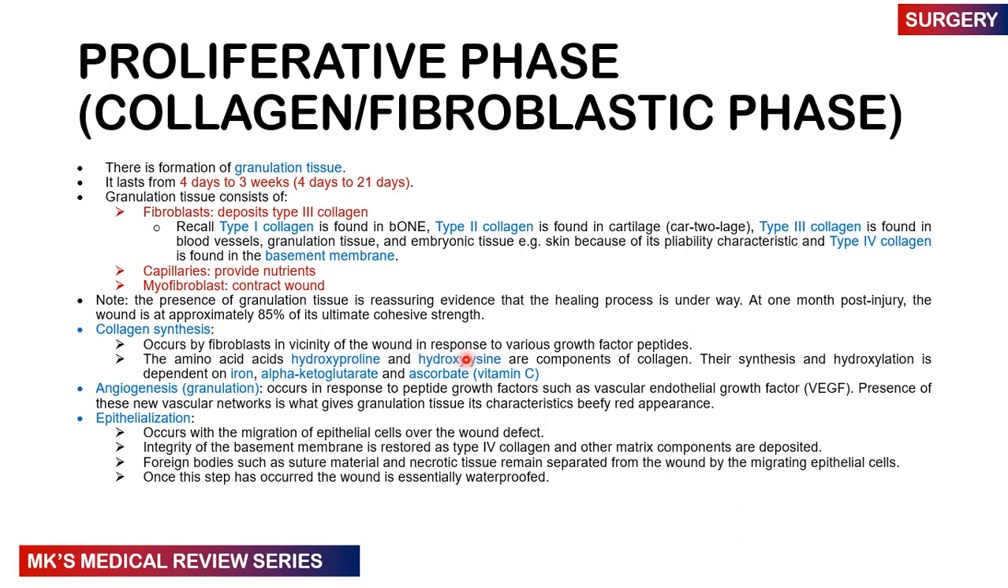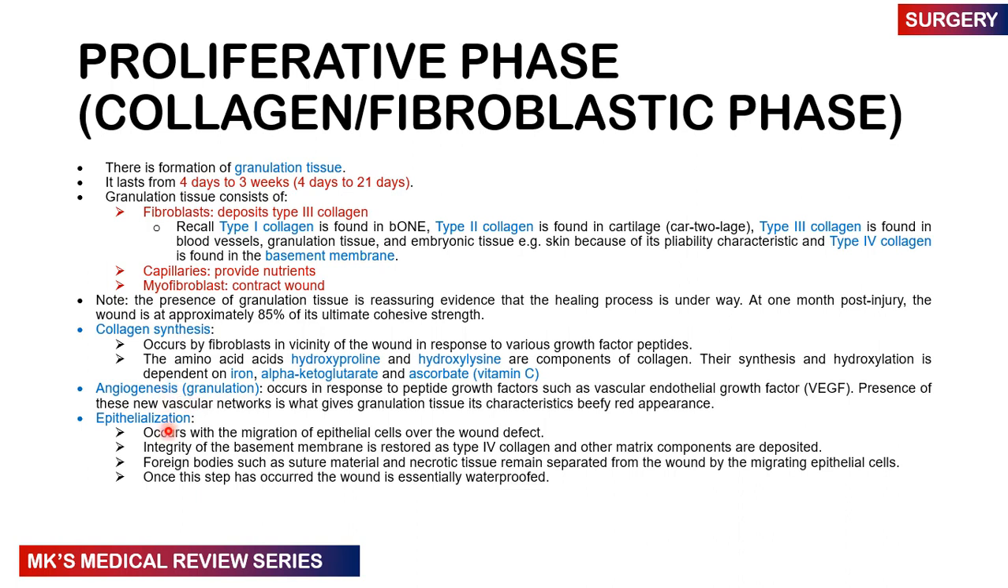Then the angiogenesis is going to be taking place. So this occurs in response to certain peptide growth factors, such as vascular endothelial growth factor. Then the presence of these new vascular networks is what actually gives the granulation tissue its characteristic beefy red appearance.